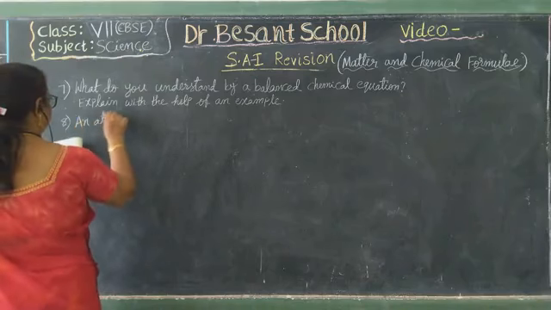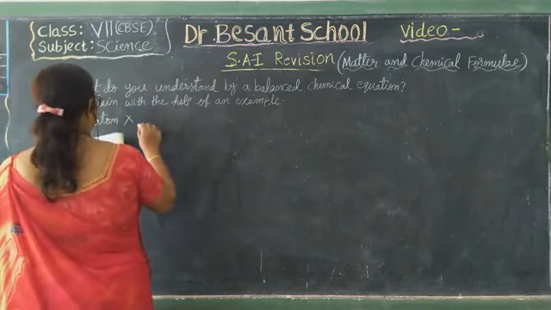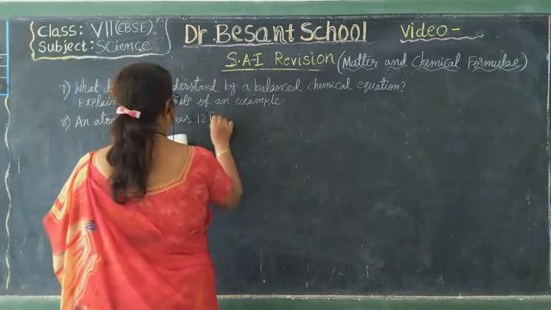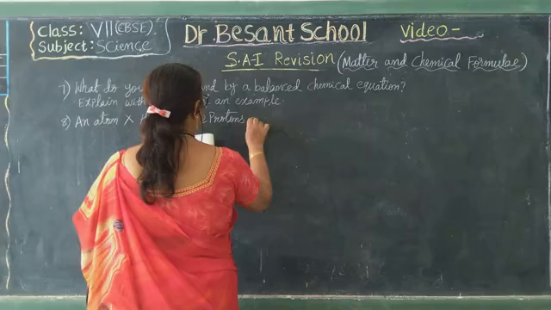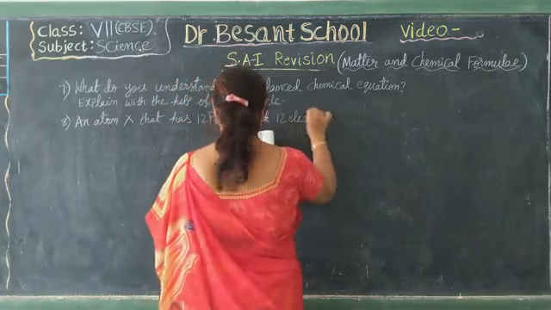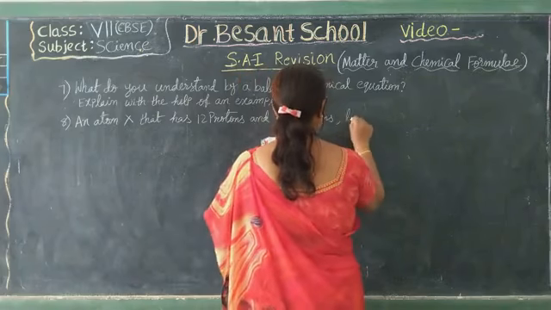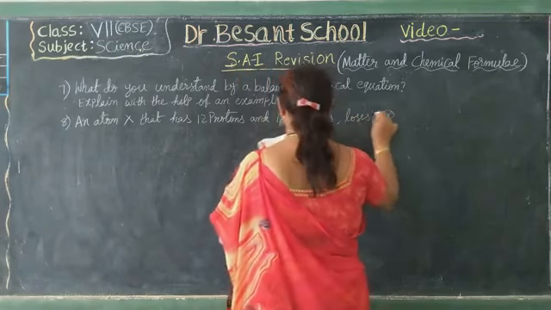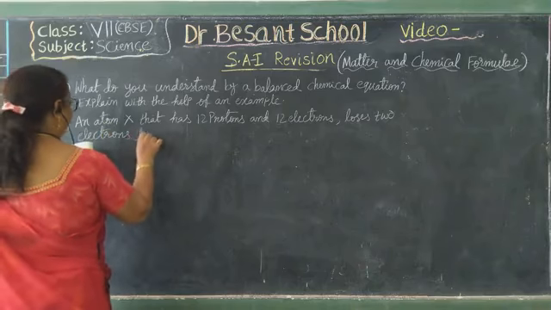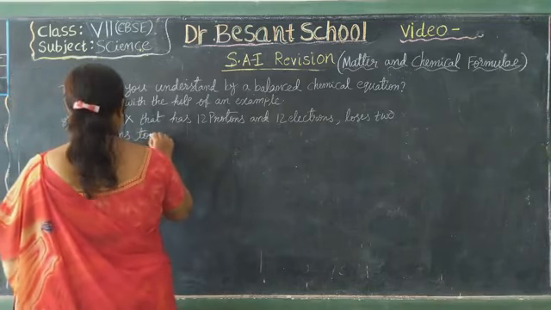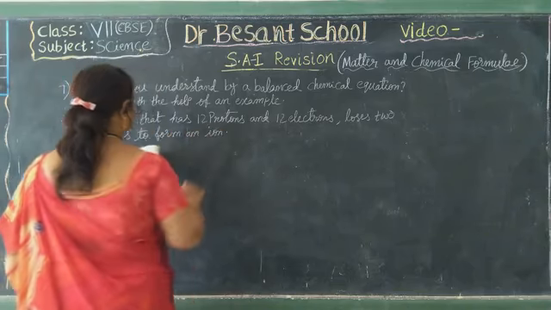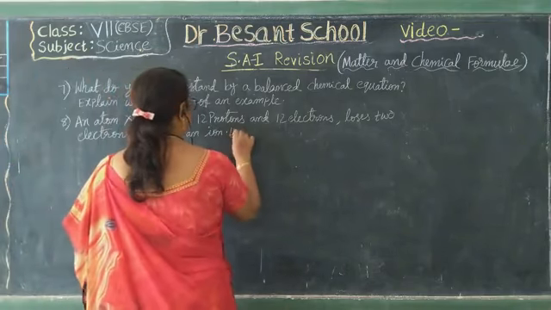An atom X that has 12 protons and 12 electrons loses 2 electrons to form an ion. What will be the charge on the ion?